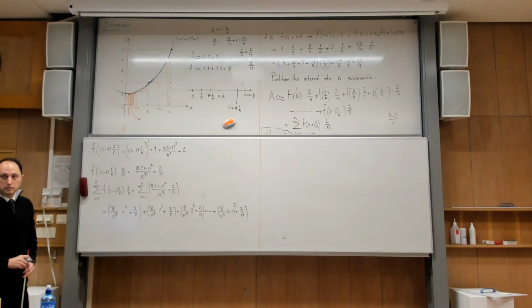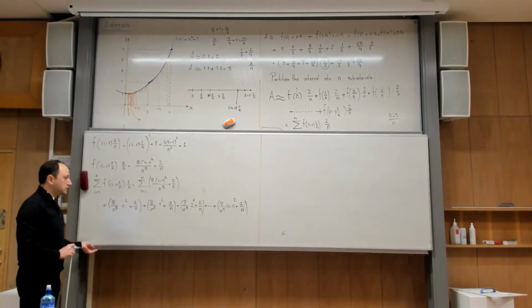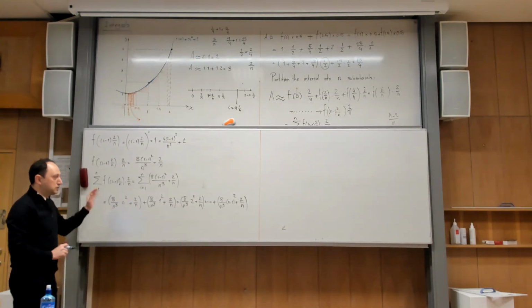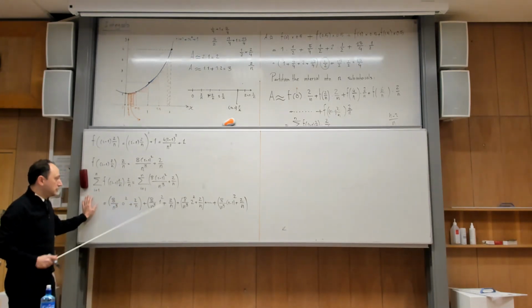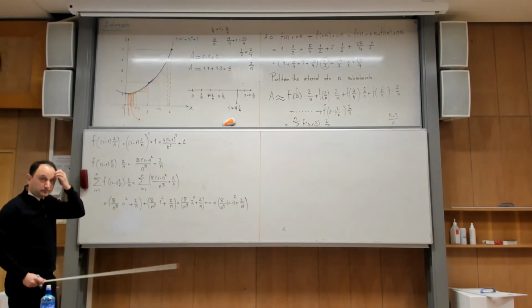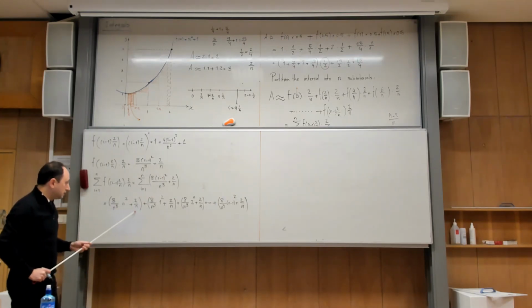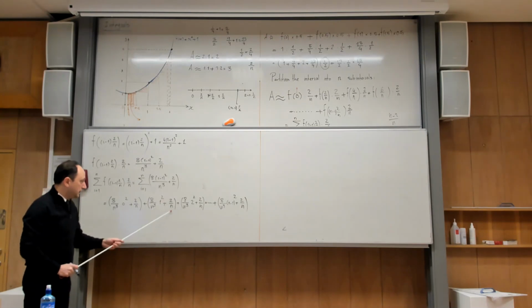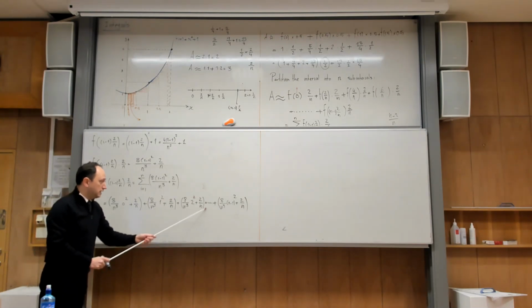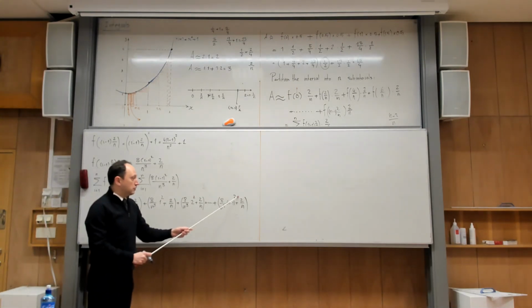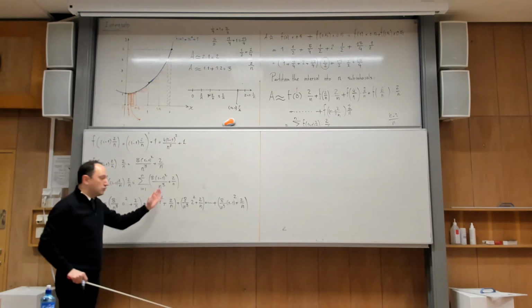Is that understandable? Okay, now I want to simplify this expression. Can you help me to simplify? If you want to simplify that, what do you do? So there is a 2 over n here, another 2 over n here, another 2 over n here, and finally another 2 over n at the very end. So how many 2 over n's are there?